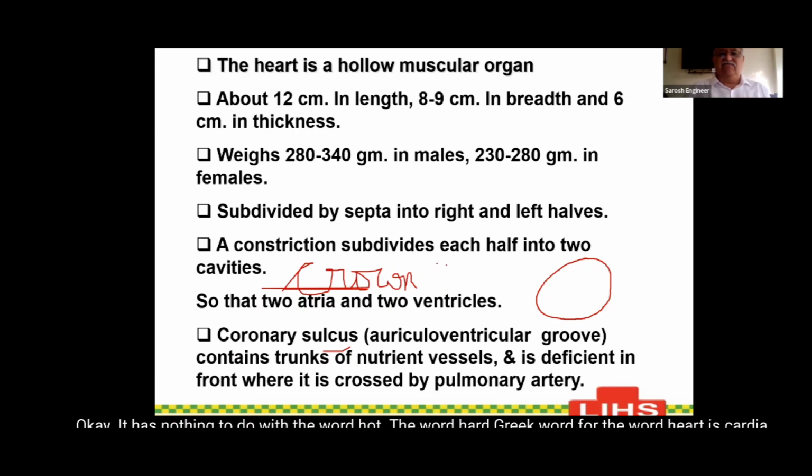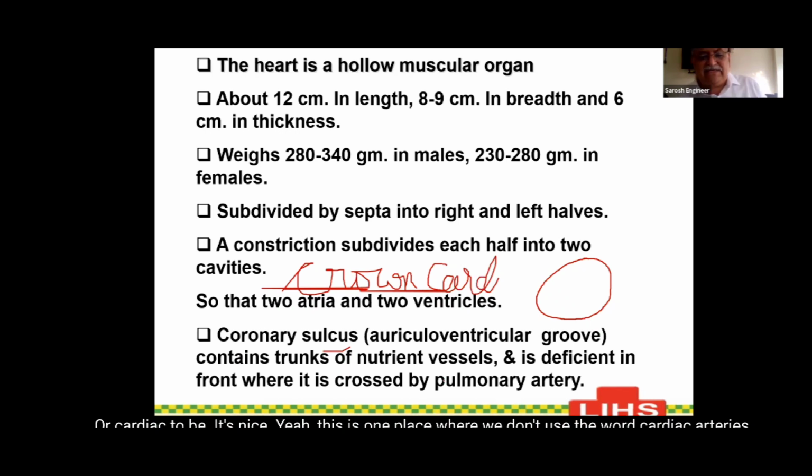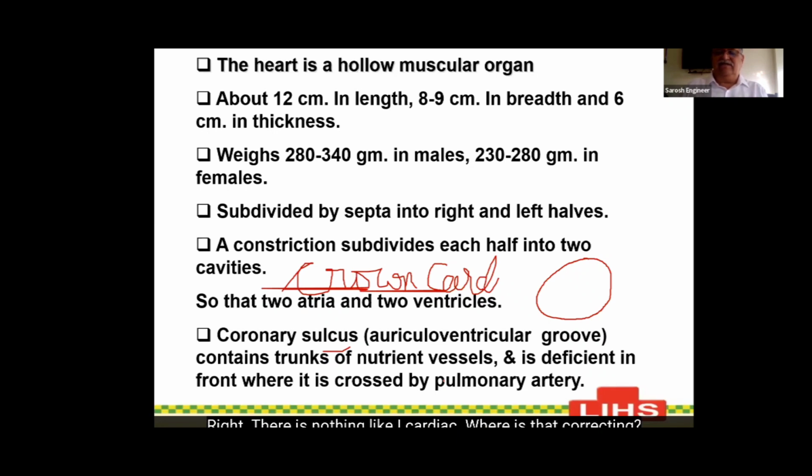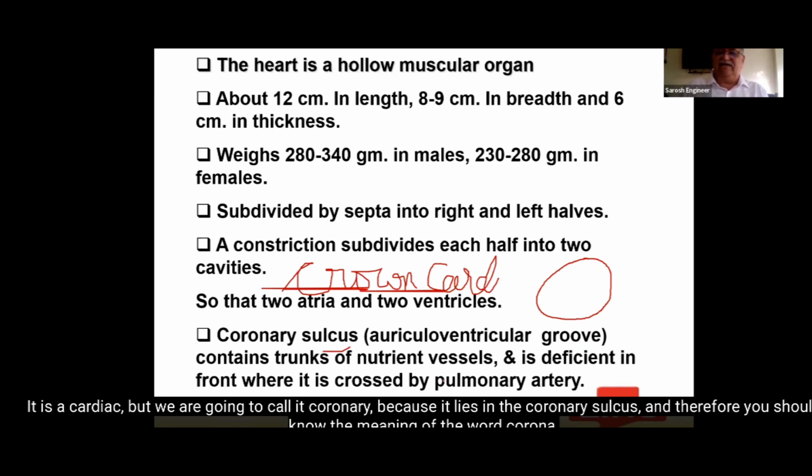The Greek word for heart is cardia, or cardiac to be precise. This is one place where we don't use the words cardiac arteries, but we use the words coronary arteries. And therefore, all the diseases become coronary artery diseases. There is nothing like cardiac artery disease, whereas correctly it is a cardiac artery. But we are going to call it coronary because it lies in the coronary sulcus.